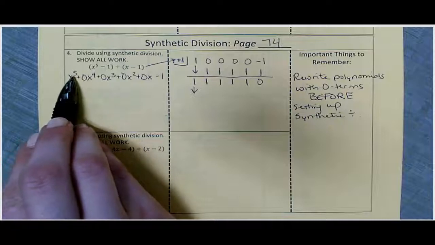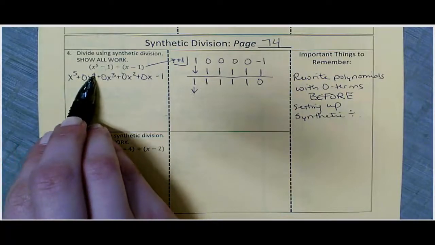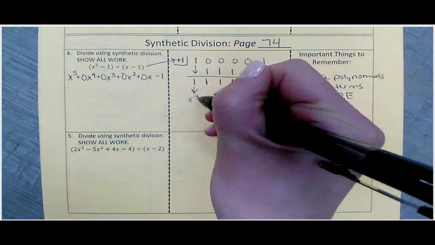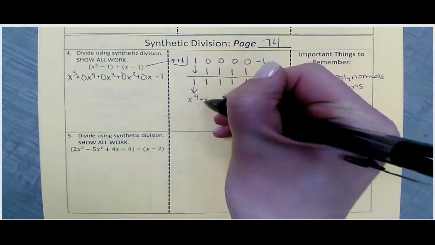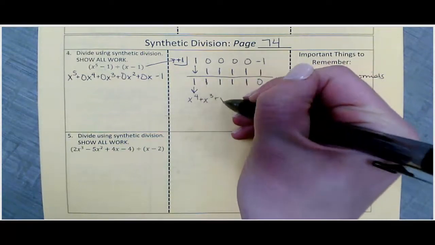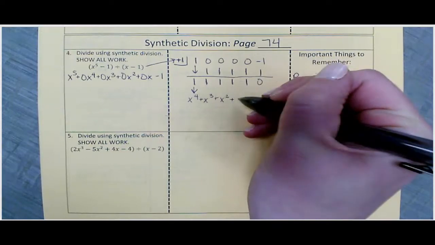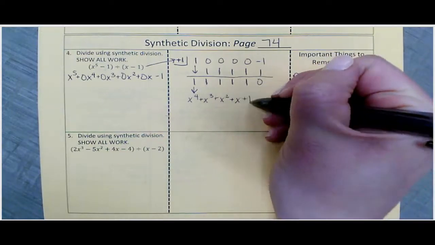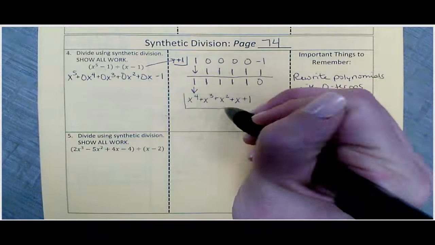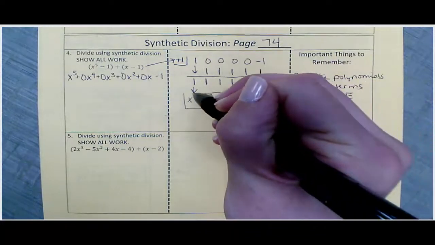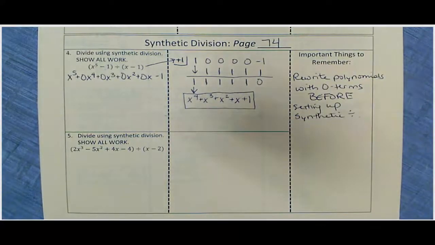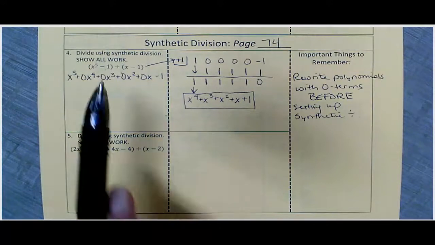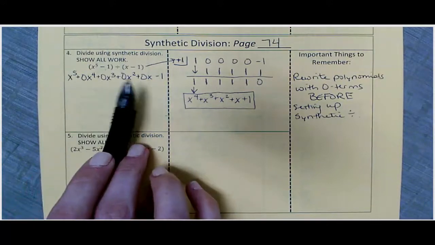Less power than what we started with. So we're going to start out with x to the power of 4. So this is 1x to the power of 4 plus 1x to the power of 3 plus 1x squared plus 1x plus 1 with no remainder. It's kind of a crazy problem. Simple, but it can get confusing, particularly if you forget to put in the zero terms.